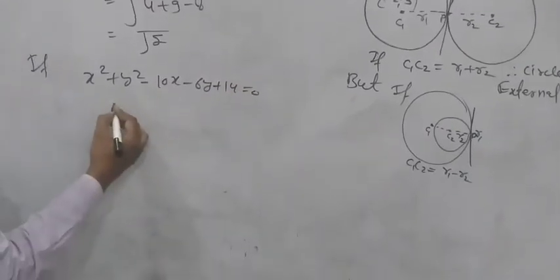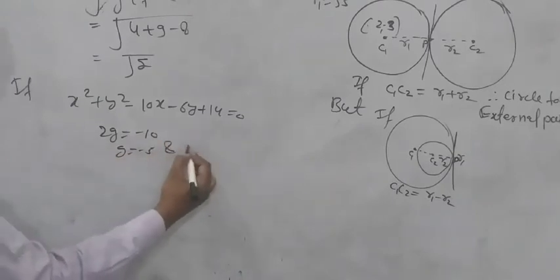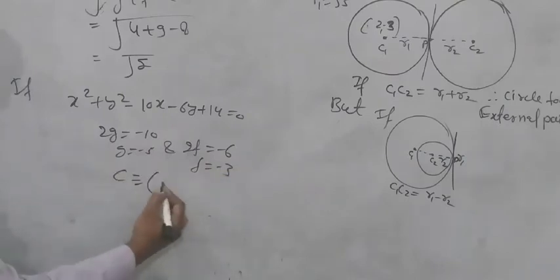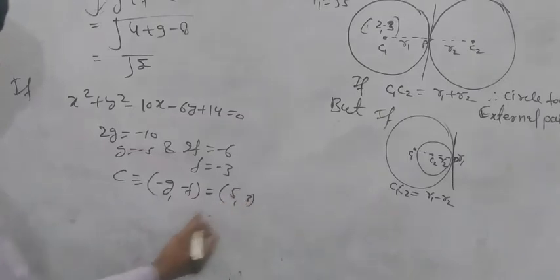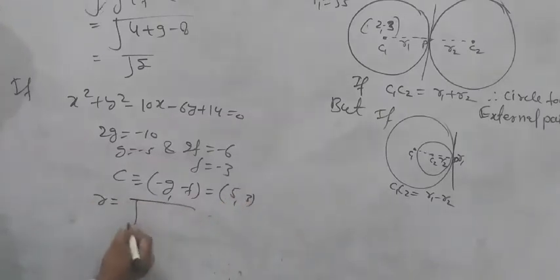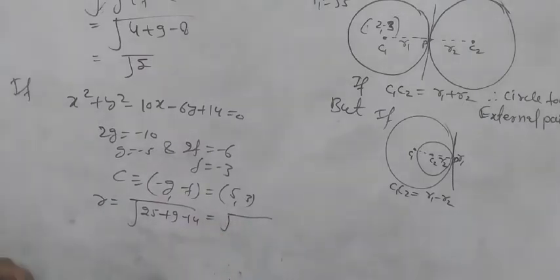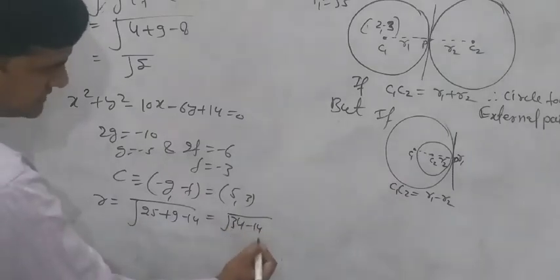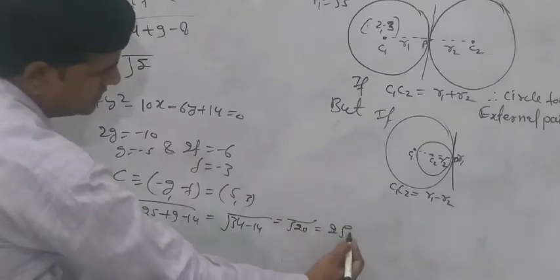to 0. Then what? 2g is equal to minus 10, g is equal to minus 5. And 2f is equal to minus 6, f is equal to minus 3. Center is equal to (minus g, minus f), that is (5, 3). Radius r is equal to under root g square, that is 25, plus f square, that is 9, minus c, 14. 25 plus 9 is 34, minus 14 is equal to 20. Root 20 is equal to 2 under root 5. Understood?